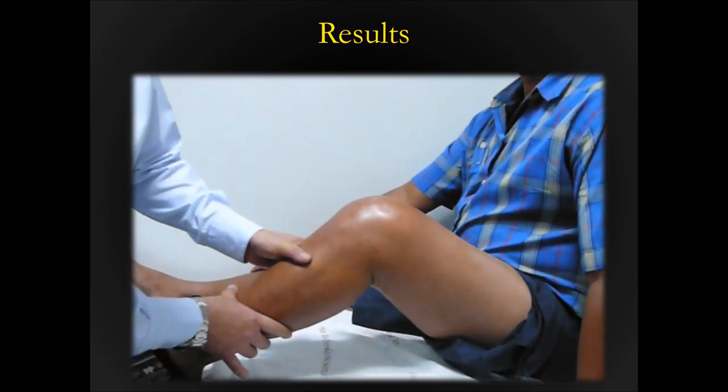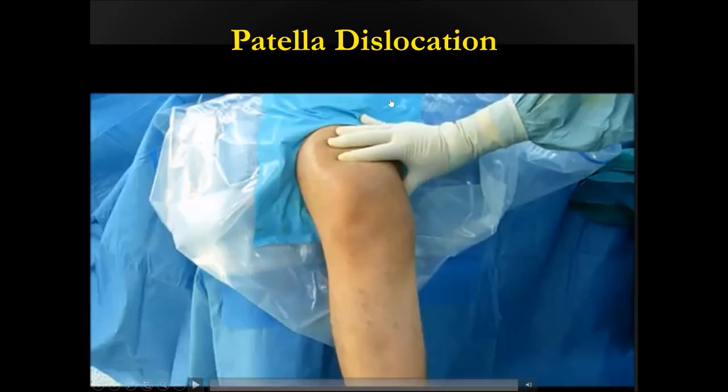So, I showed you some patients with multiple ligament injury. But don't forget the vessels, okay? Whenever you have a knee dislocation or multiple ligament injury, the first priority is the vessels, the vascular.